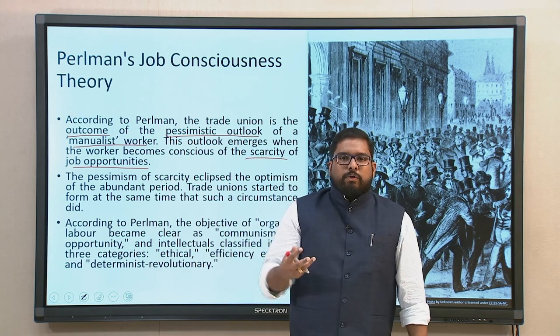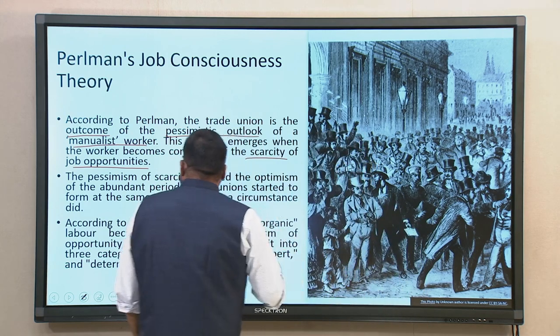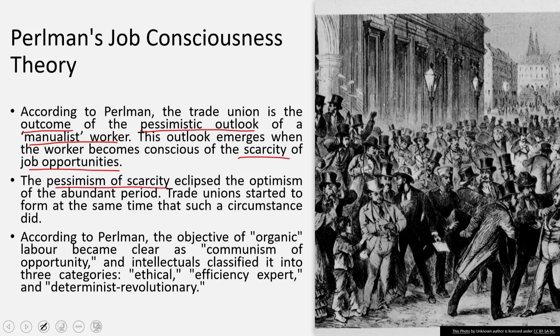So this pessimistic outlook, specifically the pessimism of scarcity, eclipses the optimism of the abundant period. Time is unlimited and the availability of the workforce is humongous, but still there is this pessimism of scarcity, whether they will be getting the job or not. Maybe it is intentional, maybe it is deliberate. Trade unions started to form at the same time that such a circumstance did. So this was one of the initial triggers why trade unions came up in the first place.